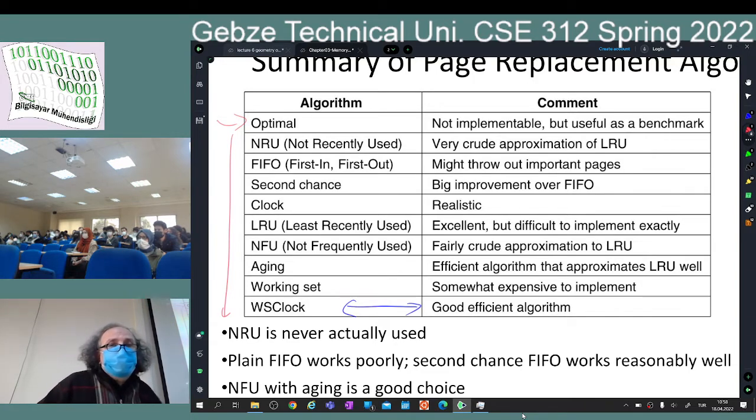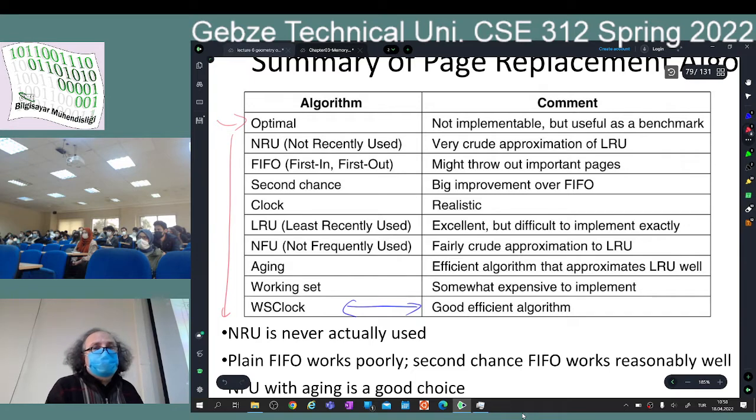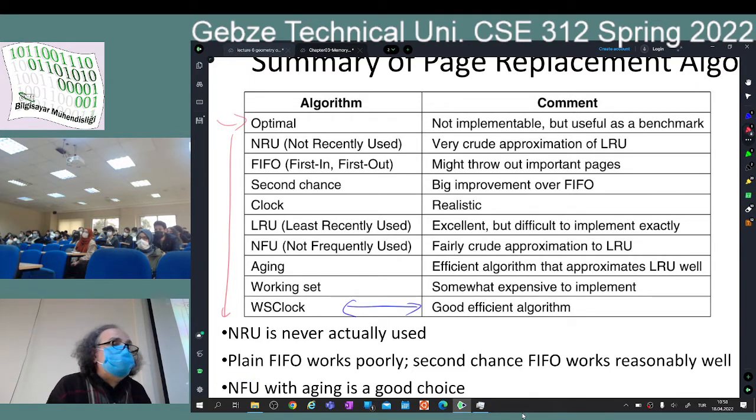Okay. NFU is nice, but the pages don't get old. I keep measuring how many times they are used, so that value is not very useful for me. But when I introduce this aging idea, the pages get older and older, and that's a good idea. Then finally, we have this working set idea. We said that for the working set, we try to keep a certain number of pages for that process in my memory, and that number depends on the process itself.